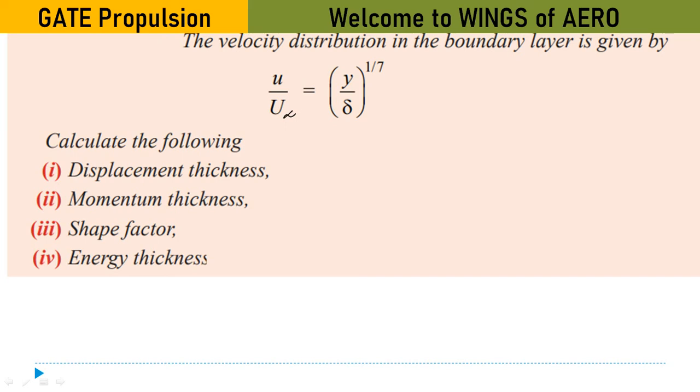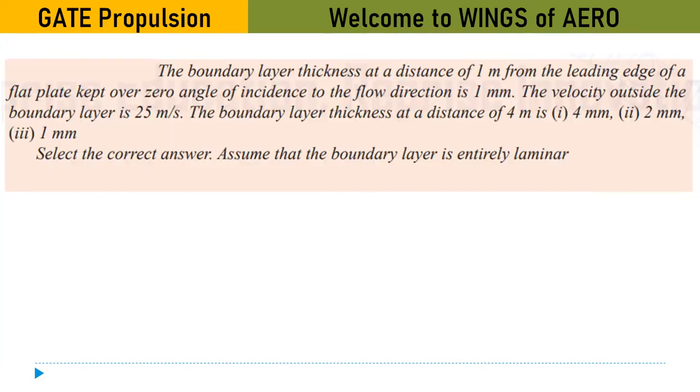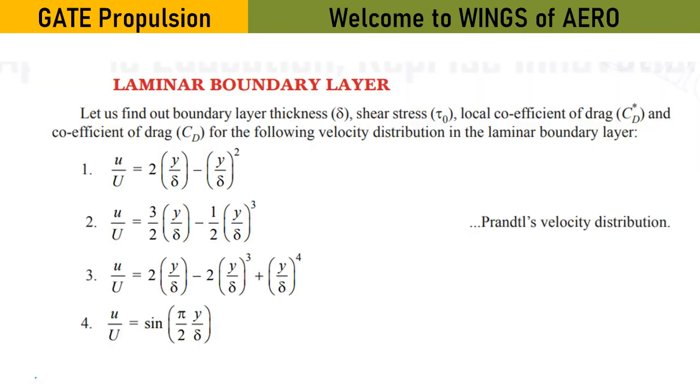As you can see, u by u infinity equals twice of y by delta minus y by delta whole squared. These are some experimental work they have done. The scientist Prandtl explained that if the flow velocity equation comes to this form, it will be submerged into the boundary layer thickness. Now from this boundary layer thickness, what are the things we can find?